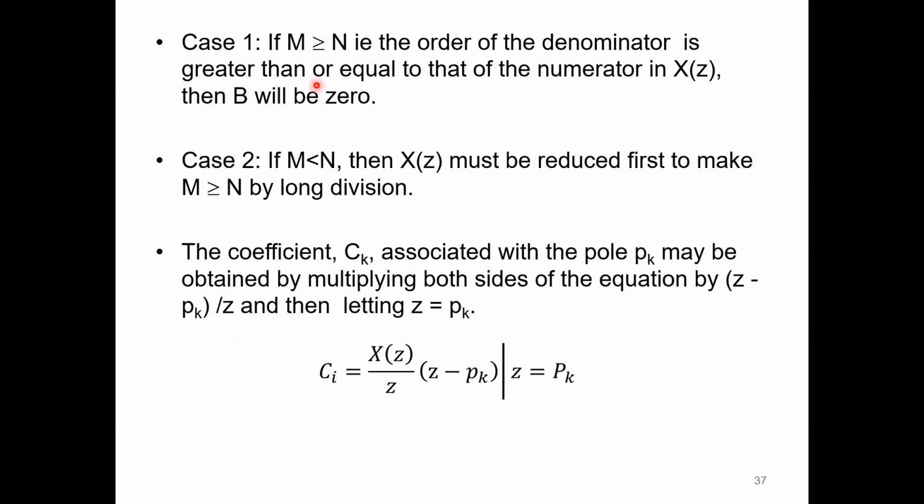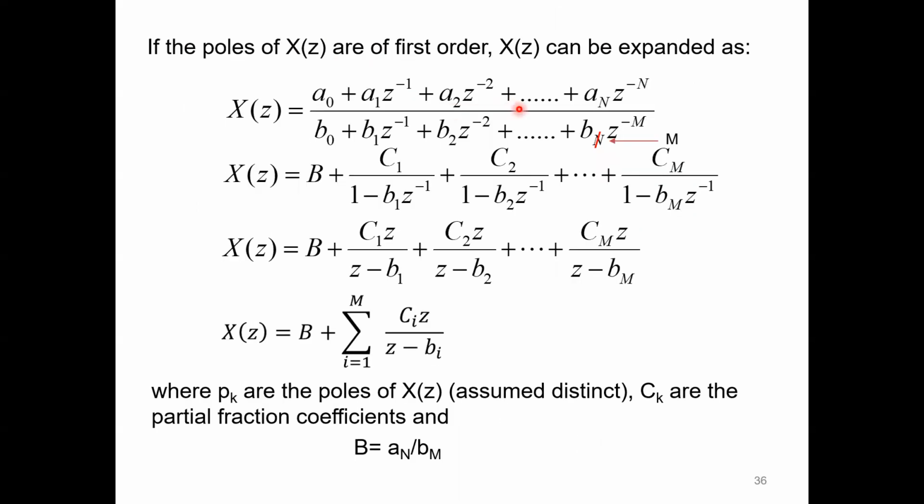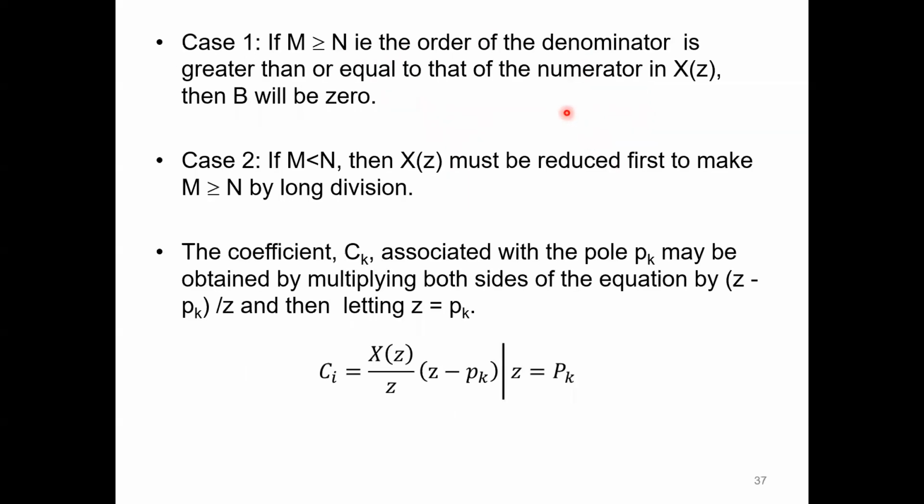Now, when we do the partial fractioning, there are three possible cases depending on the size of the numerator and denominator. The first case is the easiest, where m is greater than n. You can see it over here. M is greater than n, which means a causal system. So in that case, b will be 0. There's no b, b is just 0.